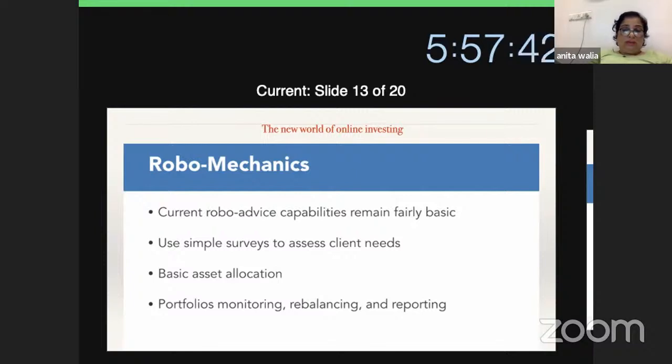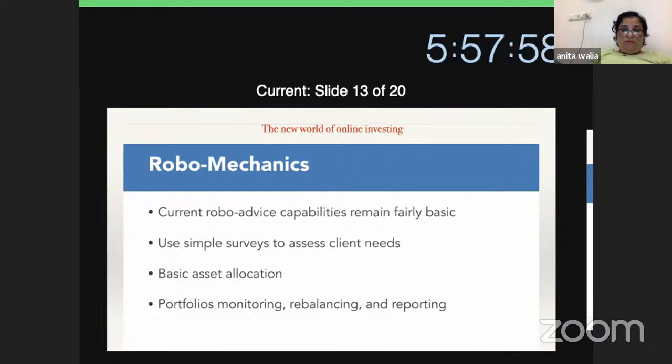They also have to study the client need first. What does the client want? Short-term gain, long-term gain, or what kind of situation, what is the age, a lot of factors are there. So it gets rebalanced as asset value changes. The client gets reports on the status at various points in time.